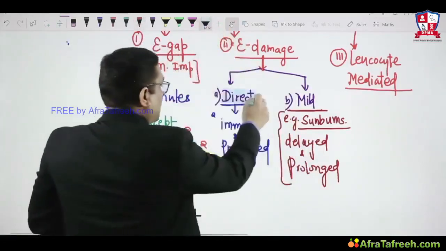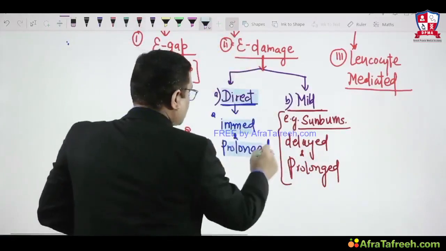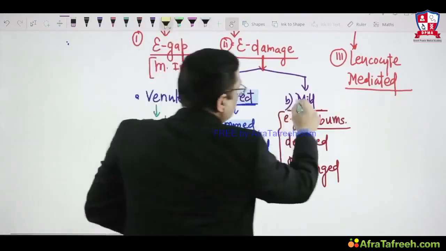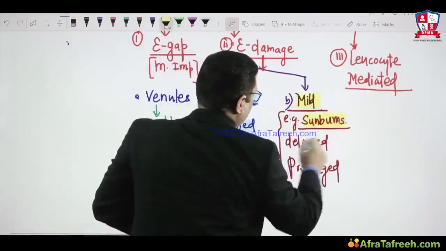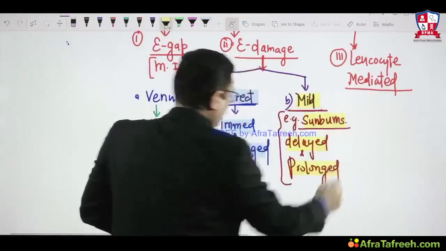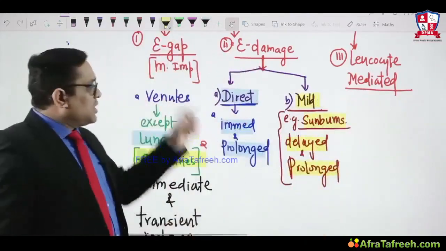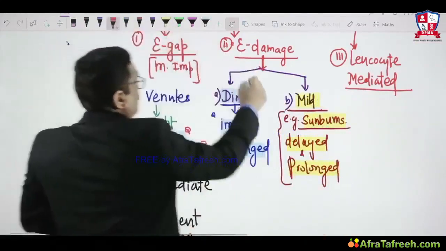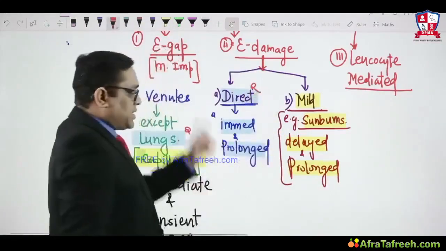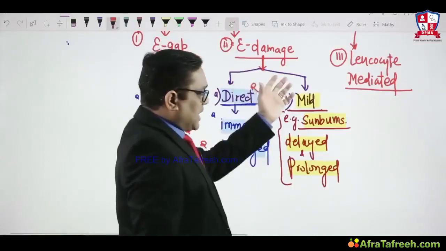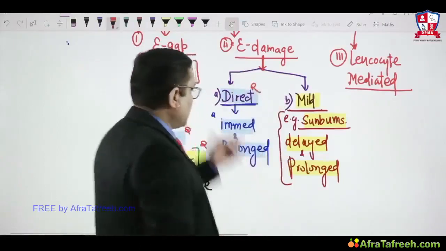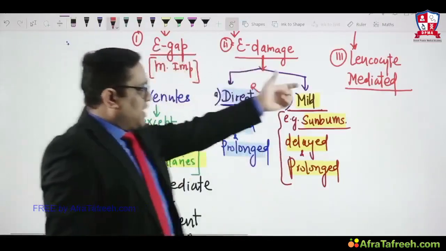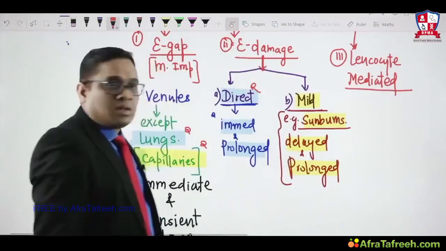Okay, direct endothelial damage is the immediate and prolonged response. There was a question like this also: mild endothelial damage in sunburn is an example of delayed and prolonged. So we have to be very careful when the examiner uses the word direct, it means immediate and prolonged. Mild endothelial damage will be delayed and prolonged, right? Direct will be immediate and prolonged, mild will be delayed and prolonged.